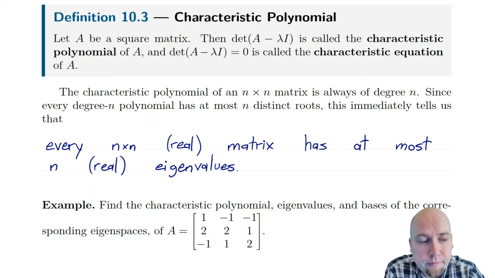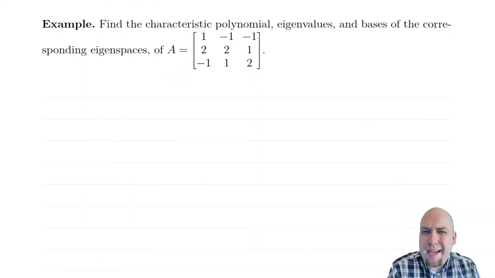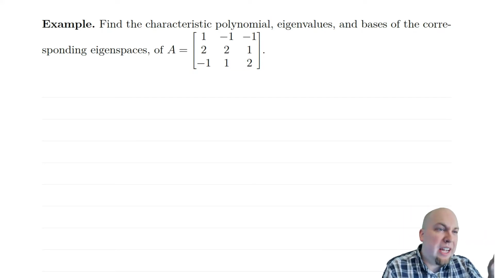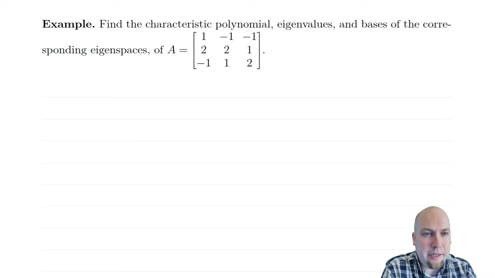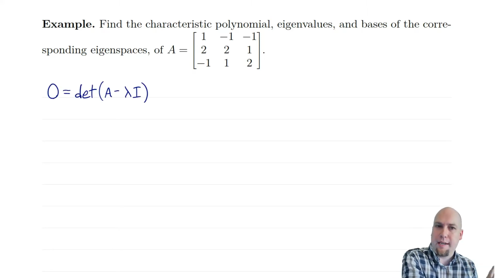All right, so let's go through another example of computing eigenvalues and eigenvectors now that we have this in mind, now that we understand eigenvalues a little bit better. So here we've got a 3 by 3 matrix. We know right away we're going to find at most 3 eigenvalues. All right, let's actually find them. Step 1, find the eigenvalues, then we'll do eigenvectors later.